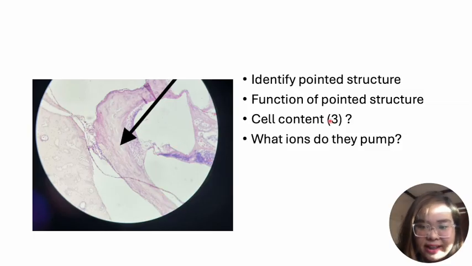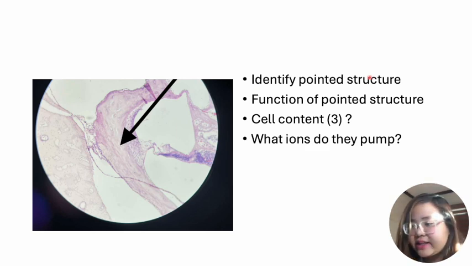This is also the ear. Identify pointed structure. This is the stria vascularis. Function of the stria vascularis: it's to produce endolymph that fills the cochlear duct. Again, it's to produce endolymph that fills the cochlear duct.